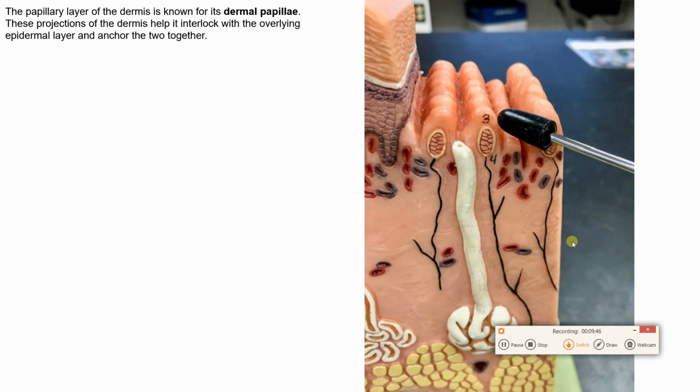But one of the final things about the dermis we got to know is it does have these upward projecting bulges. These bulges are called papillae. Papilla is a bump. Papillae means bumps. And dermal means of the dermis. So these are dermal papillae. They are going to help interlock the dermis with the overlying epidermis, anchoring the two layers together so they don't get sheared apart.